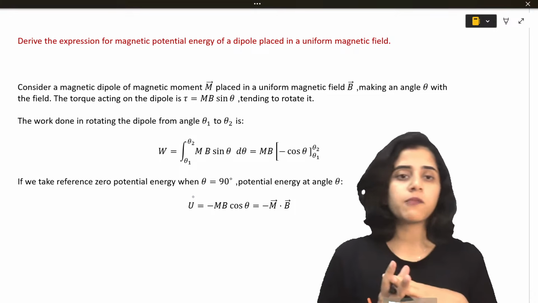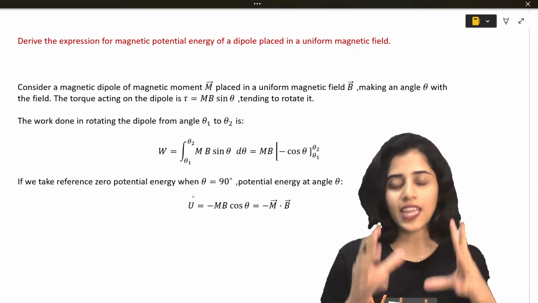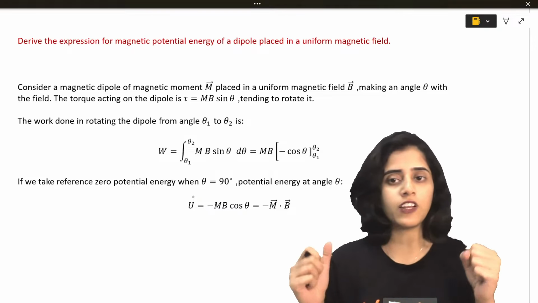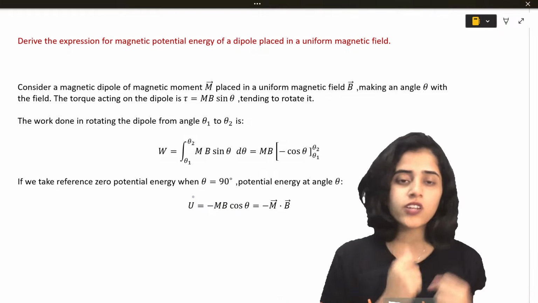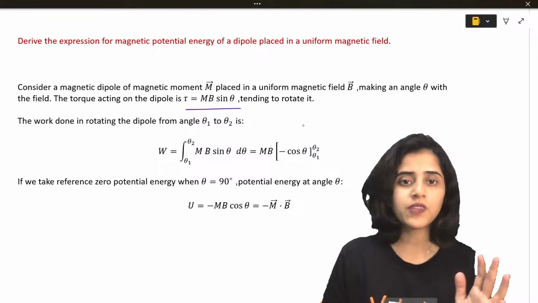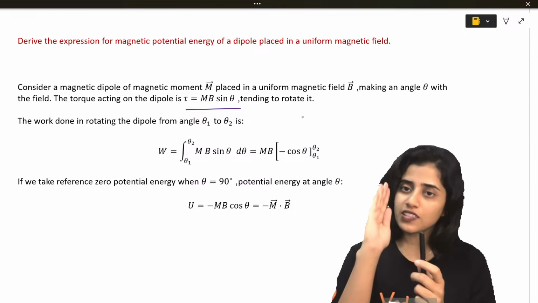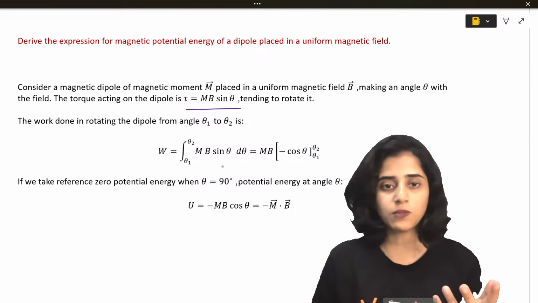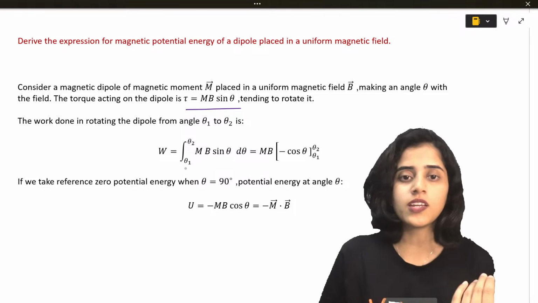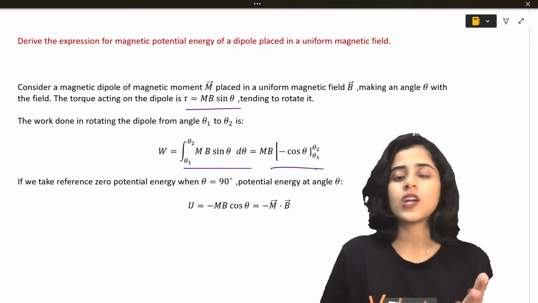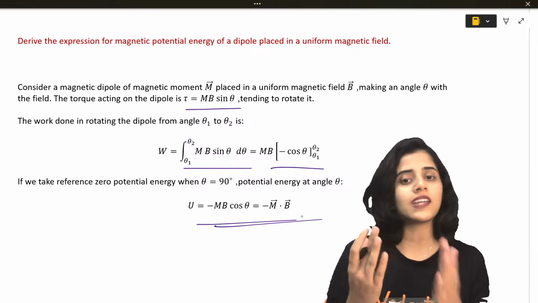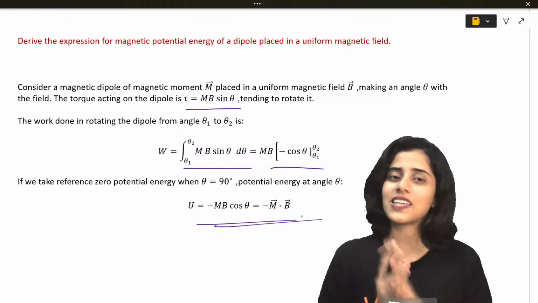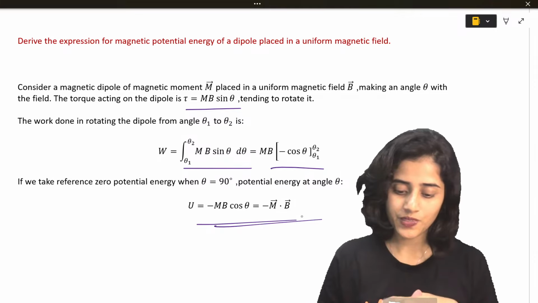Derive expression for magnetic potential energy of a dipole placed in a uniform magnetic field. So let's consider a magnetic dipole of magnetic moment M, which is placed in a uniform magnetic field B, which makes an angle theta. So the torque acting on the dipole will be, torque we already know, MB sine theta. Now this will rotate from theta 1 to theta 2. So work done will be integral from theta 1 to theta 2 of MB sine theta d theta, so MB into minus cos theta from theta 1 to theta 2. So U is equal to minus MB cos theta, which is minus M dot B.